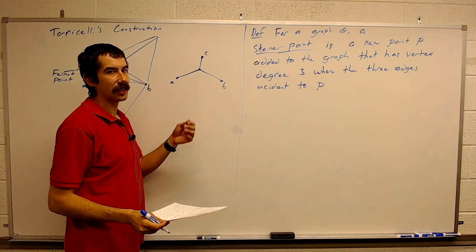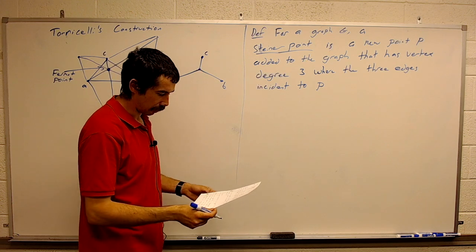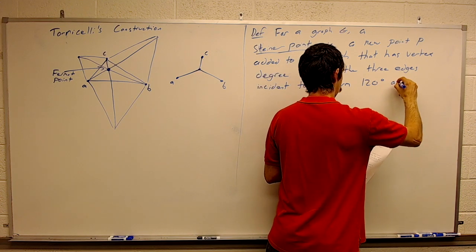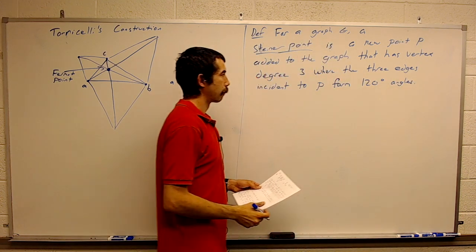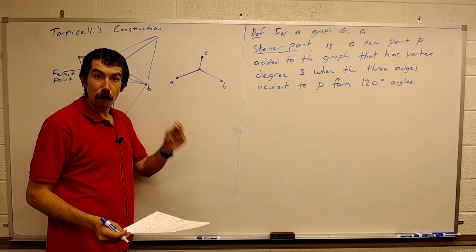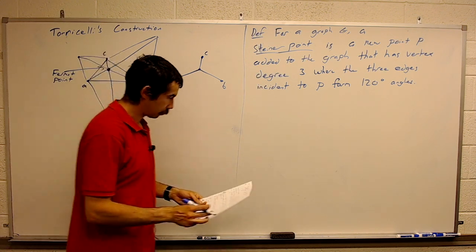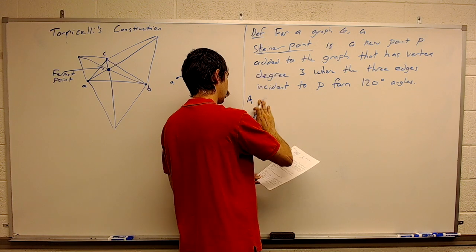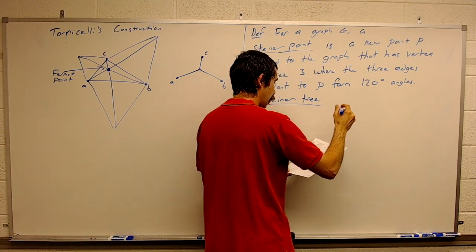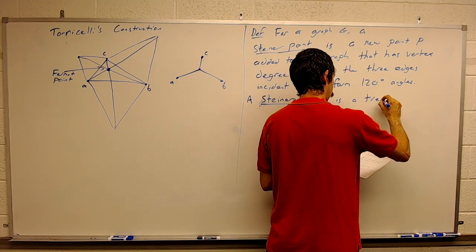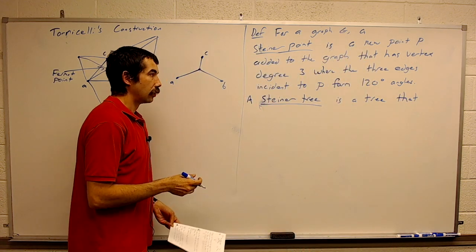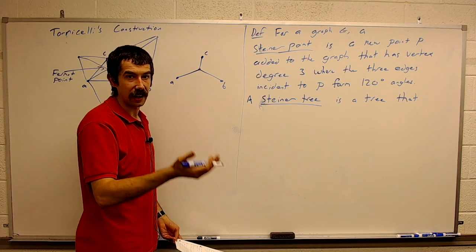So the 3 edges incident to P each have 120 degrees. We're going to be interested in not just Steiner points, but Steiner trees. So a Steiner tree is a tree that consists of the original vertices and Steiner points.